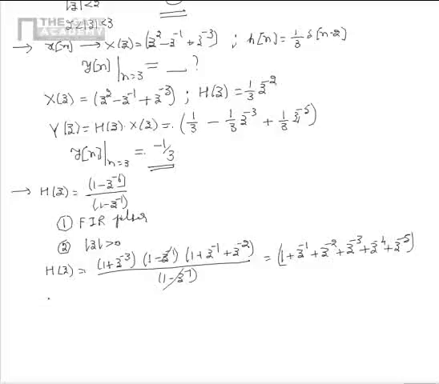From this, we can say that the filter is an FIR filter because the length of the impulse response is finite. Also, the summation in H(z) will be finite only if |z| is not equal to 0. From this, we can say that H(z) converges for |z| greater than 0. So the ROC of H(z) is |z| greater than 0.